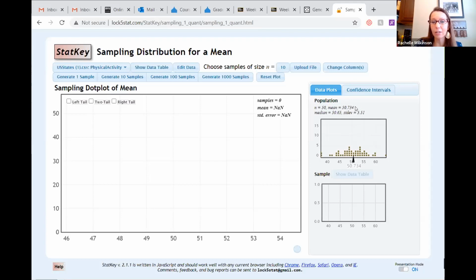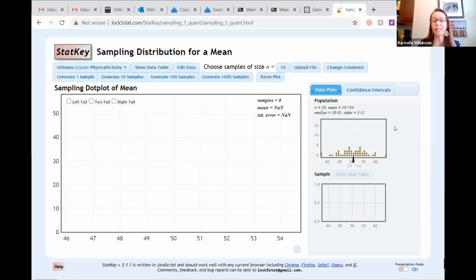Look, here it is right here. So it's telling us that. It tells us the median even. We didn't even write that one down. It tells us the standard deviation, 5.51. And it gives us this cute little dot plot of the population. So this stuff in the upper right-hand corner over here is always going to display the information about the population.